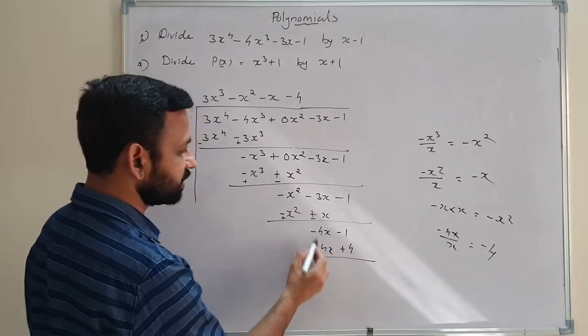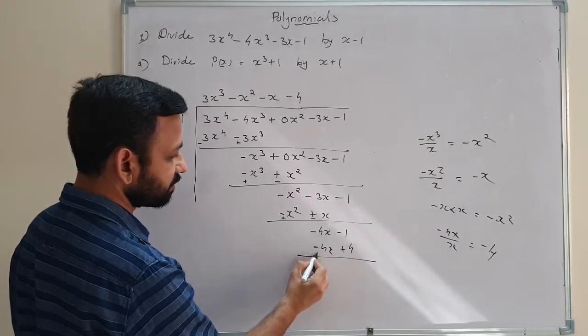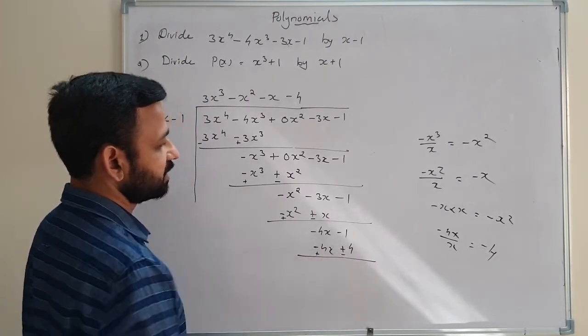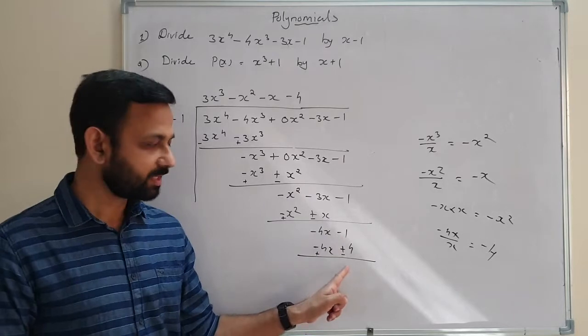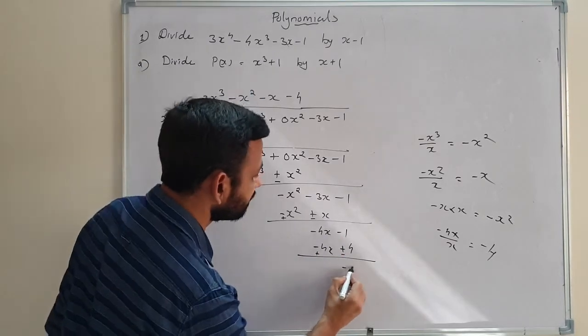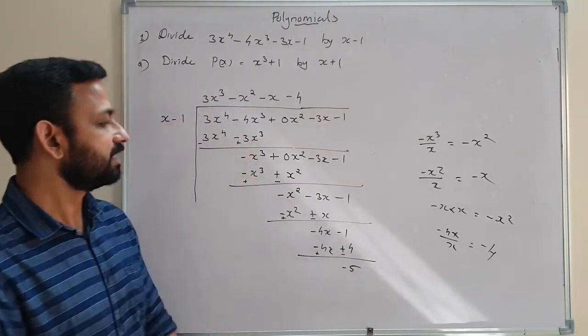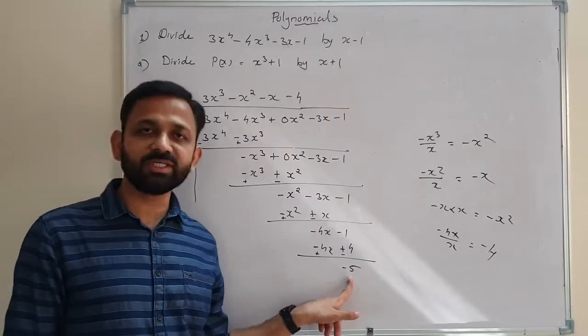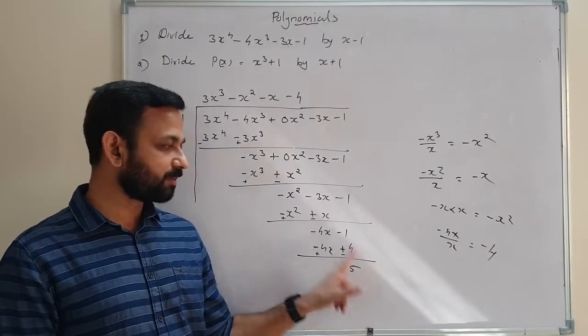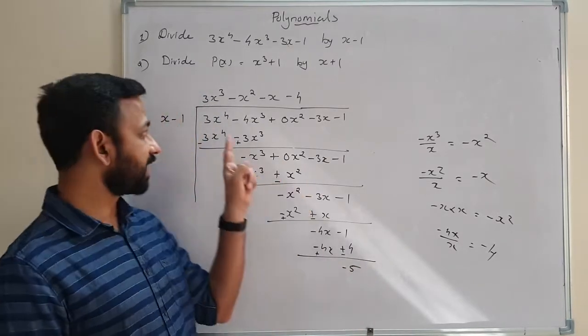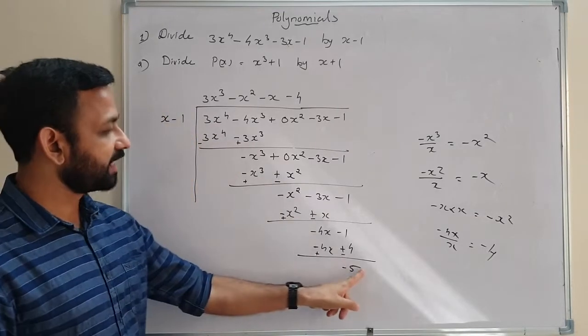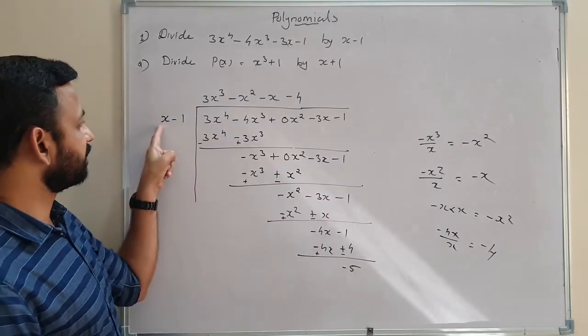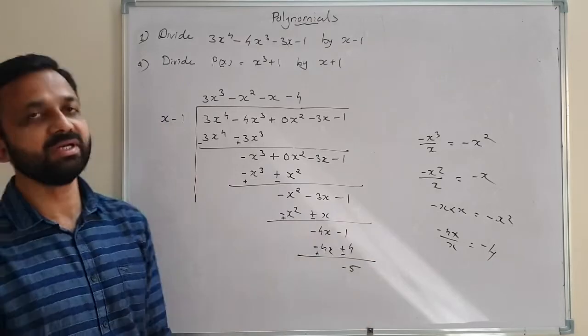Then again, opposite sign: minus sign, so plus sign, minus sign. So minus 1, minus 4. Minus 1, minus 4 equals minus 5. And here, this is a non-zero constant polynomial. The degree of this polynomial is 0, and here the degree is 1. The degree of the remainder is less than the degree of the divisor, so we will stop the division.